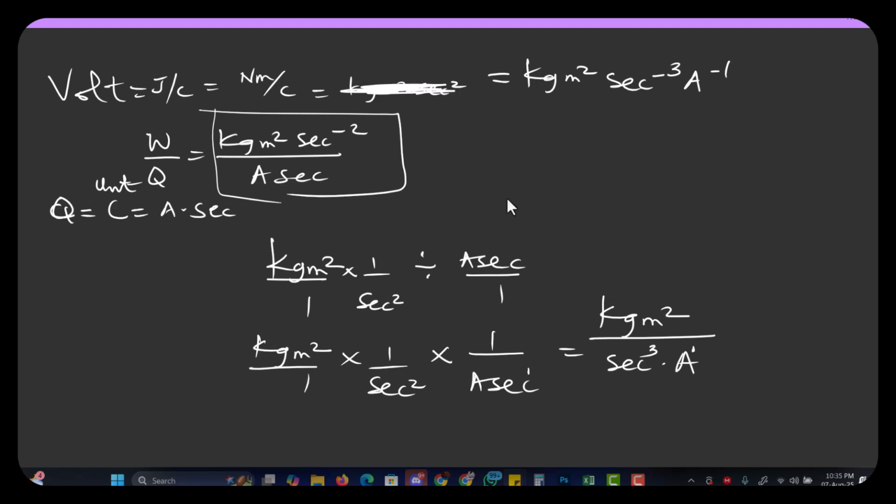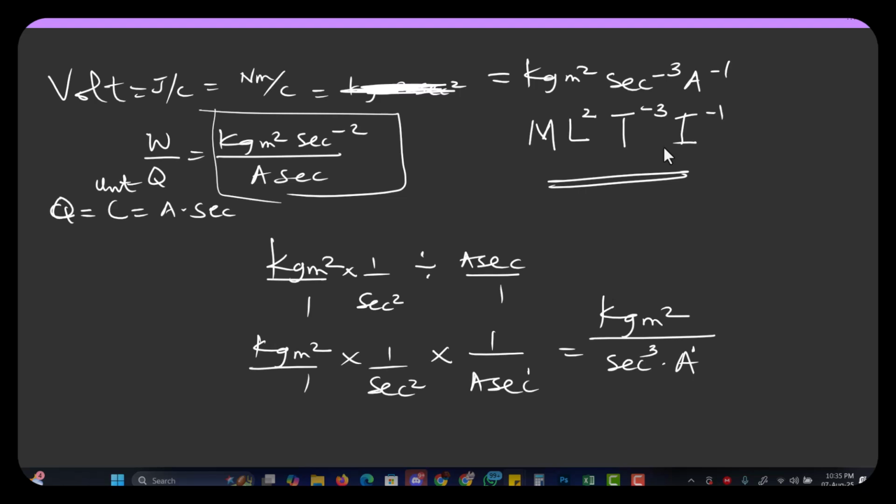Now, if I want to write the dimension of this, what is going to be the dimension? As usual, this is going to be capital M. The meter is going to be capital L. Then second is going to be capital T, and I'll put my minus 3. Then ampere is going to be capital I minus 1. So this is going to be the dimension for volt.